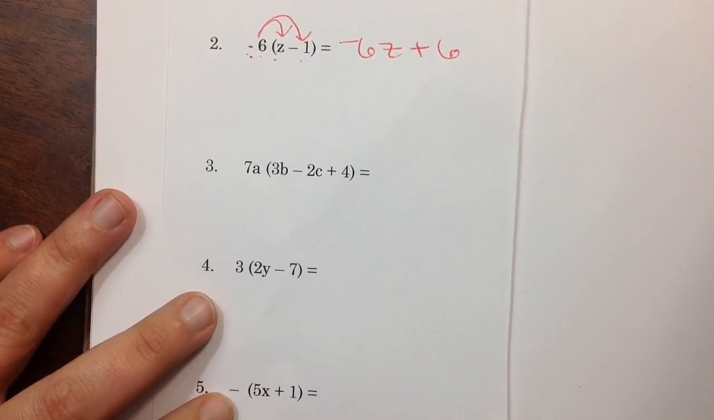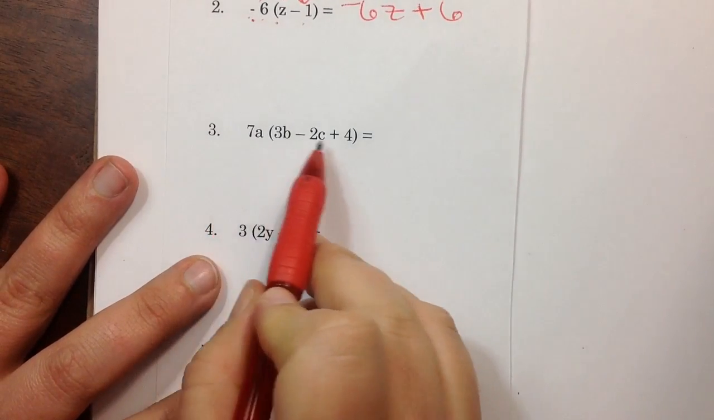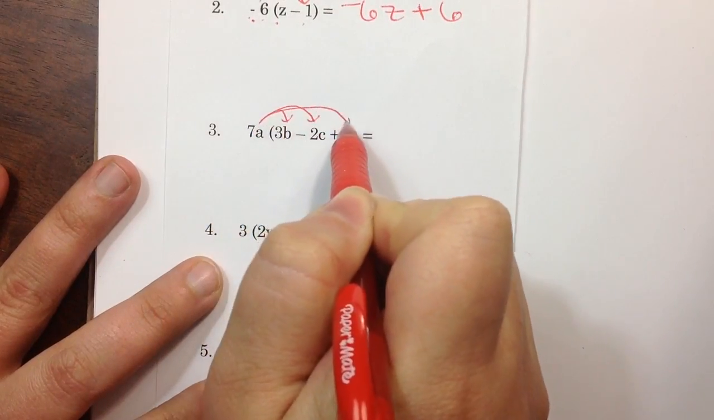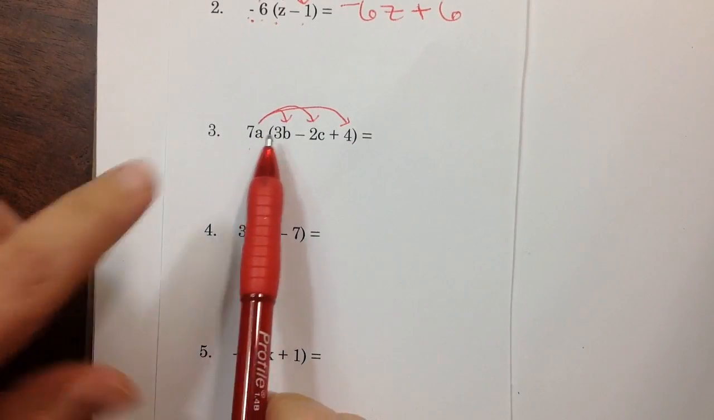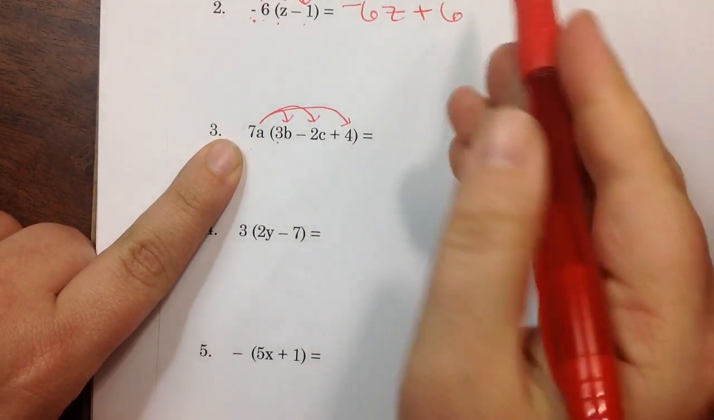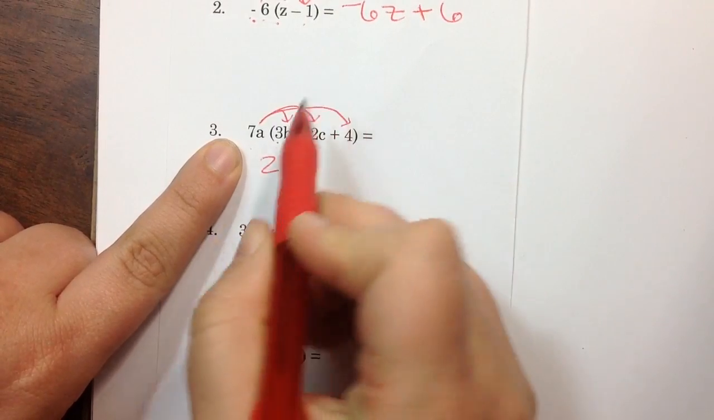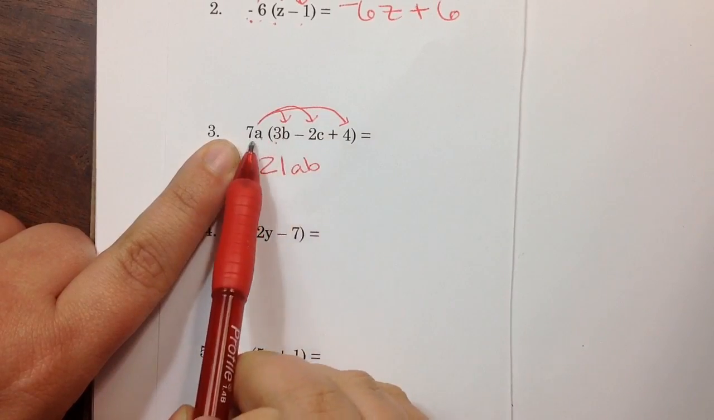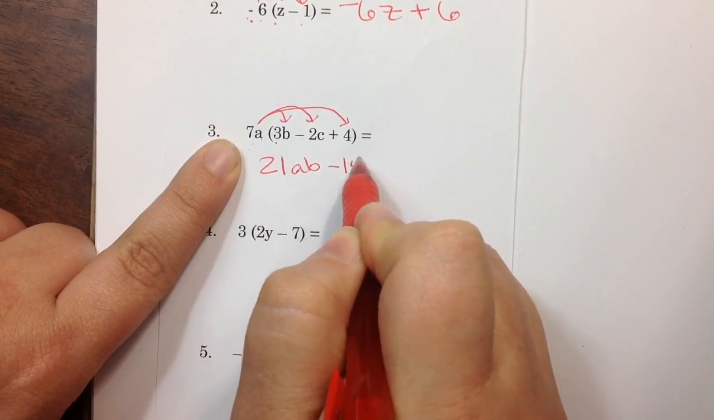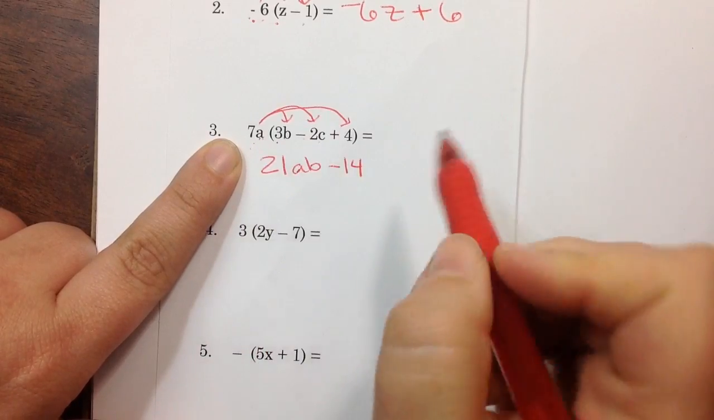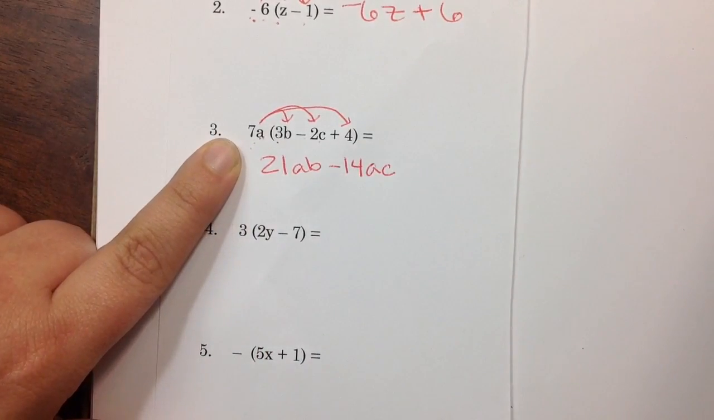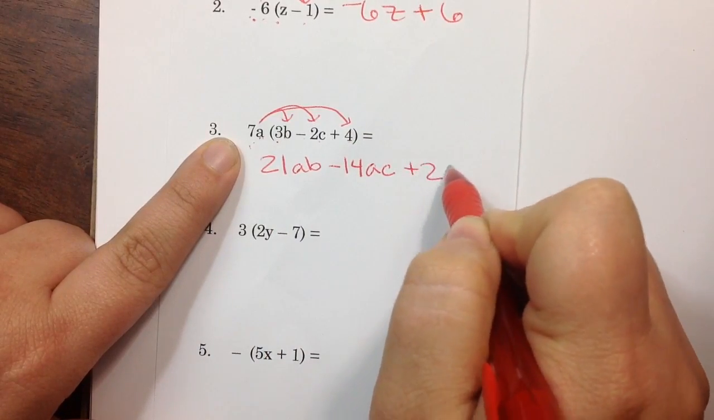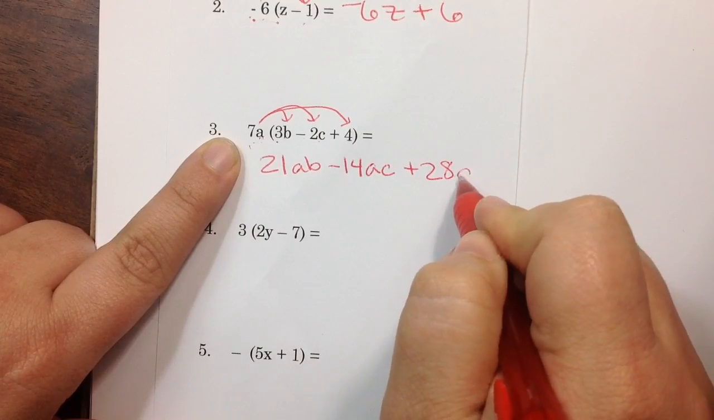So we're going to include letters and numbers. If the letters are different, we're going to multiply them exactly like we would do with numbers. So 7 is going to be multiplied by the 3. So 7 times 3 is 21. A times B is AB. 7 times negative 2 is negative 14. A times C is just AC. 7 times 4 is 28. And then we would have that A at the end.